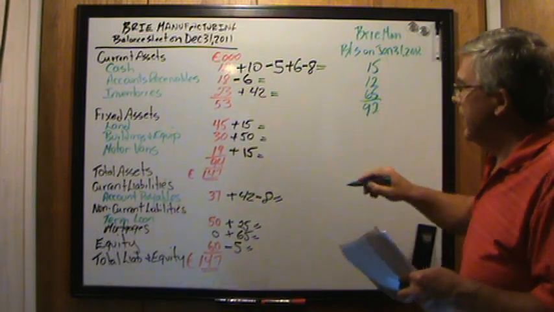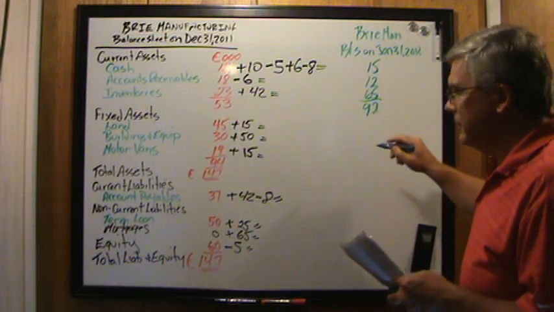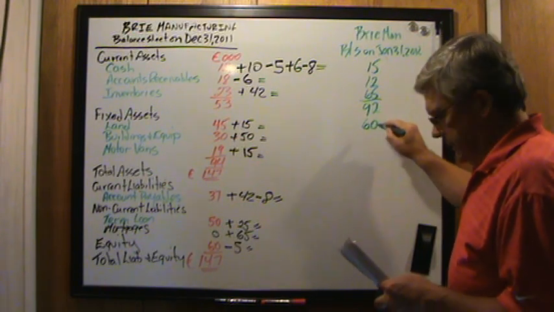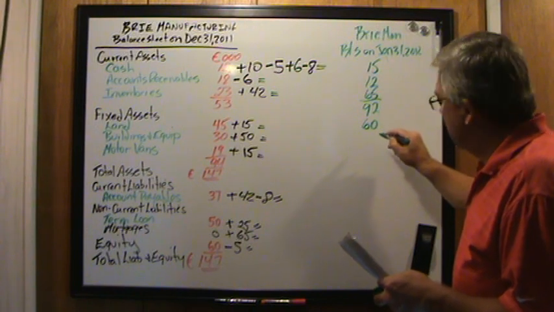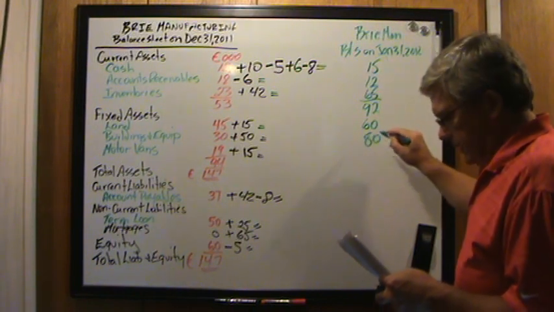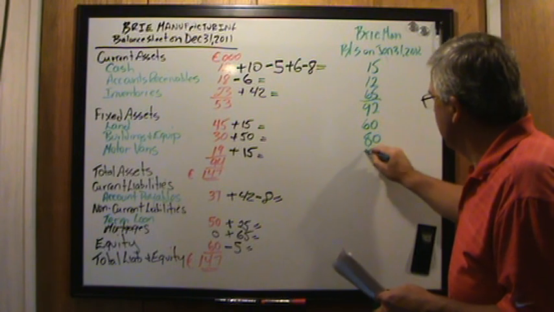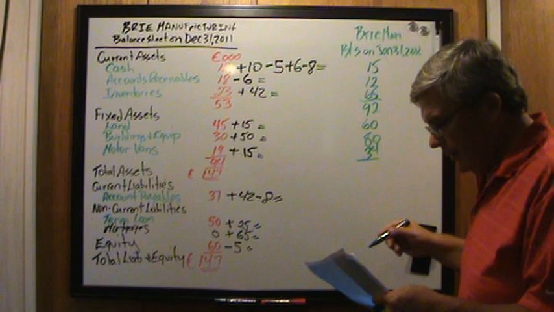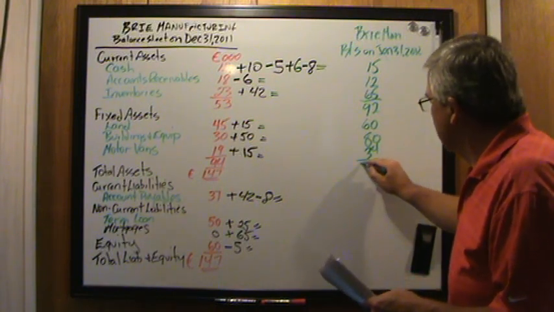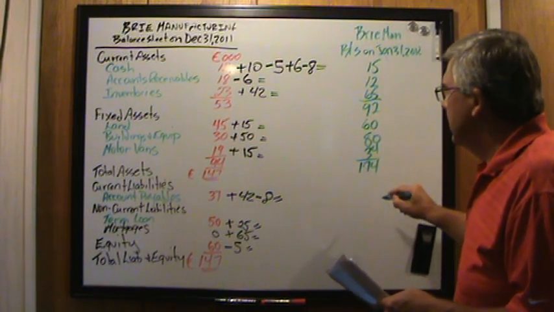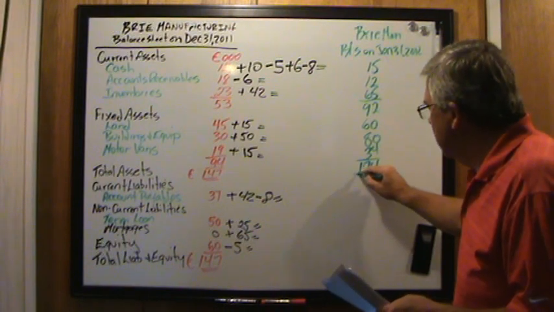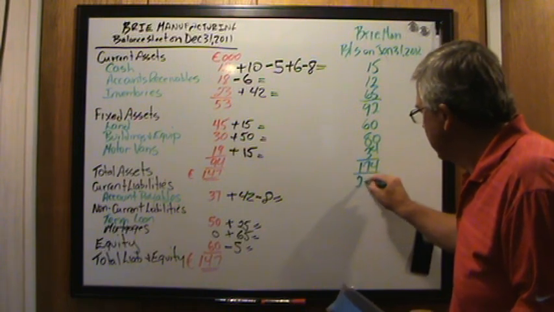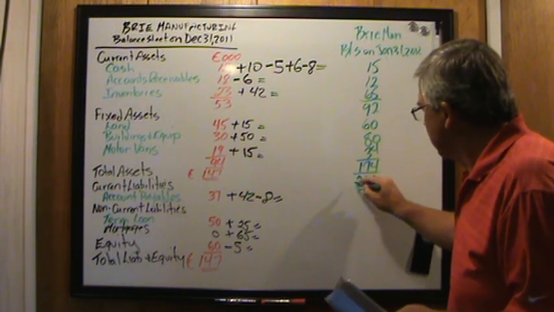If we add this around, we'll have land worth now 60. Buildings and equipment 80. Motor vans 34. For a total of fixed assets equal to 174 euros, and a total asset of 266,000 euros.